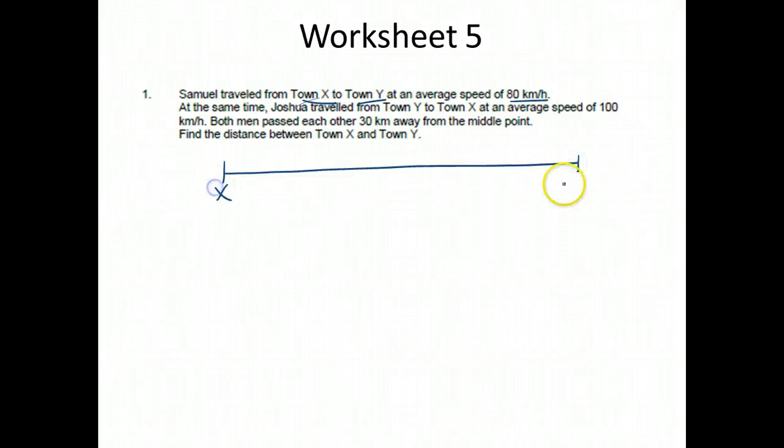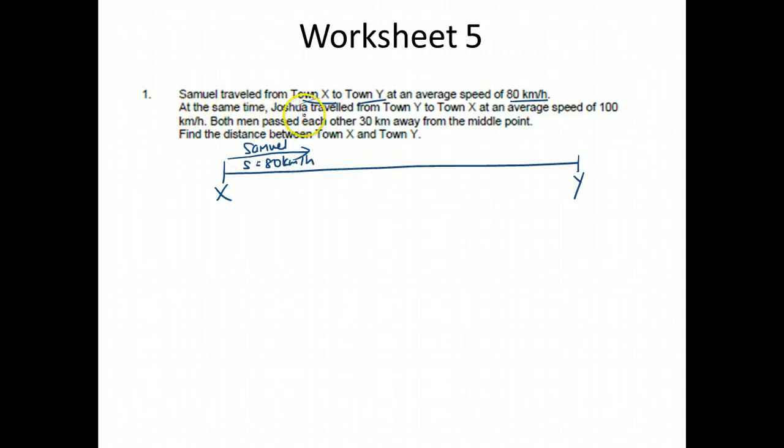Question 5. Samuel traveled from town X to town Y at an average speed of 80 kilometers per hour. So I know this is X and this is Y. Samuel traveled this way, from town X to town Y, at 80 kilometers per hour.